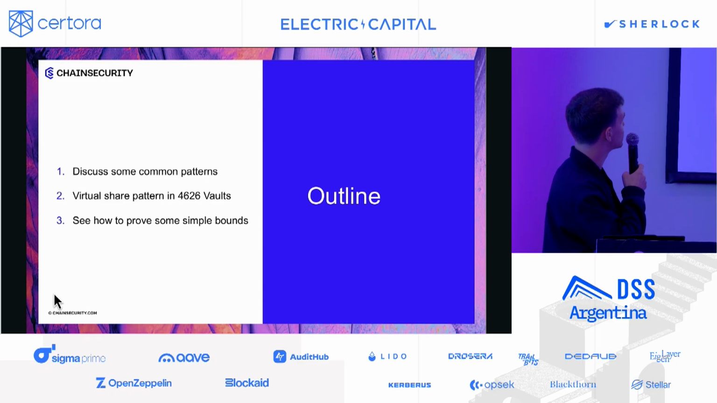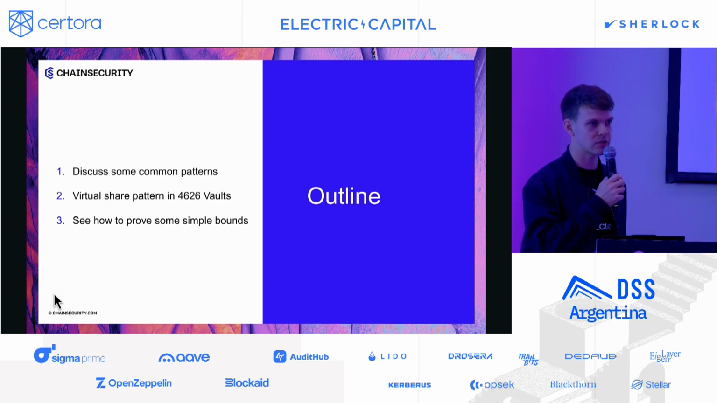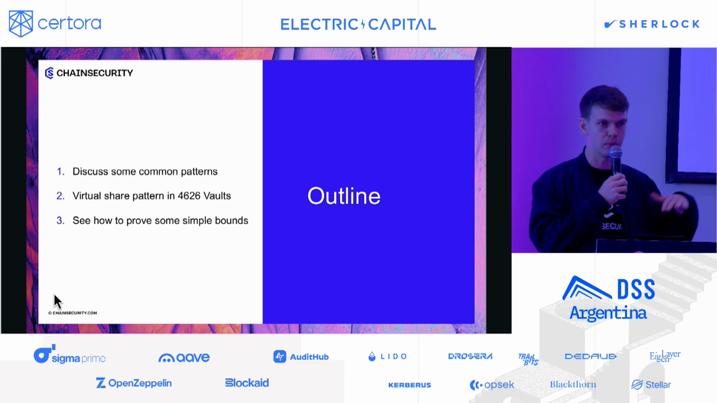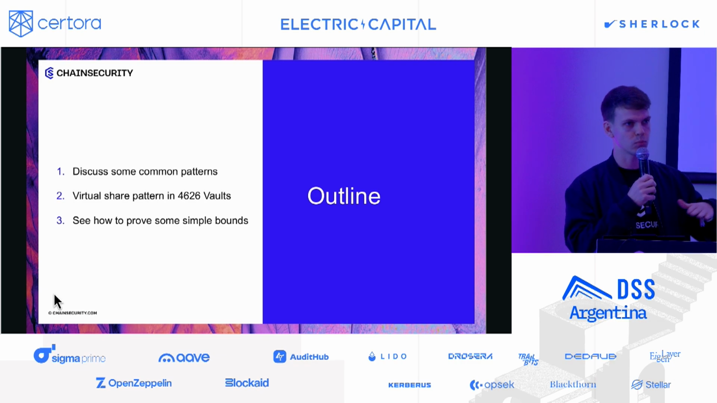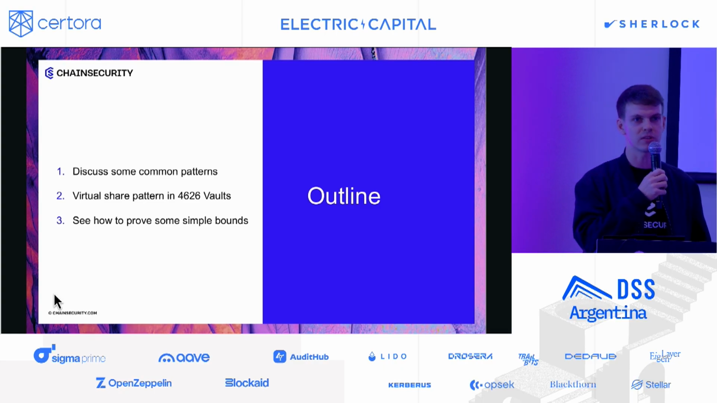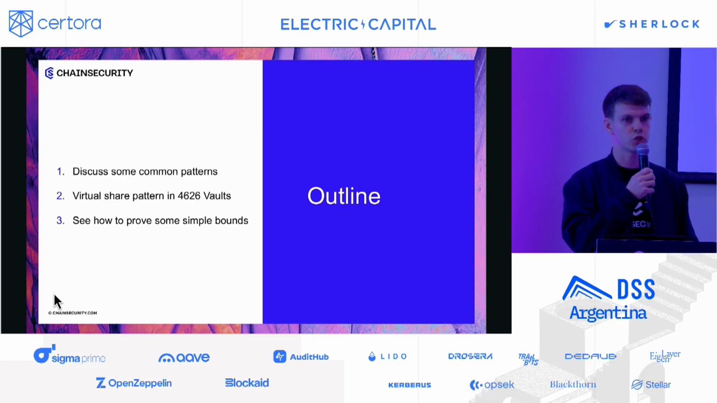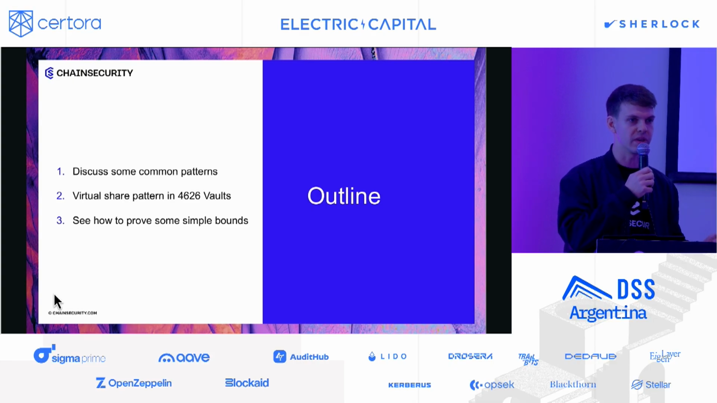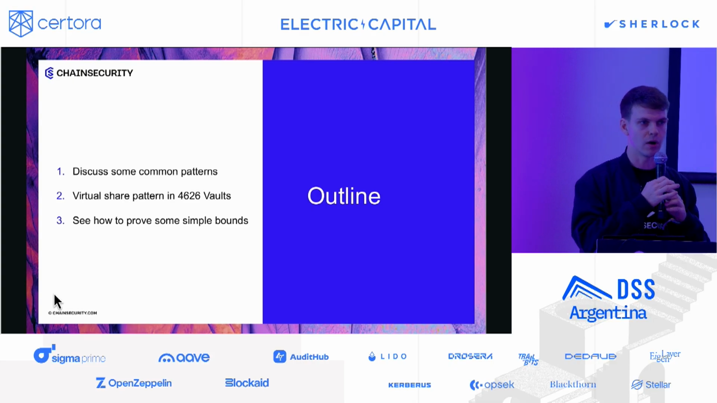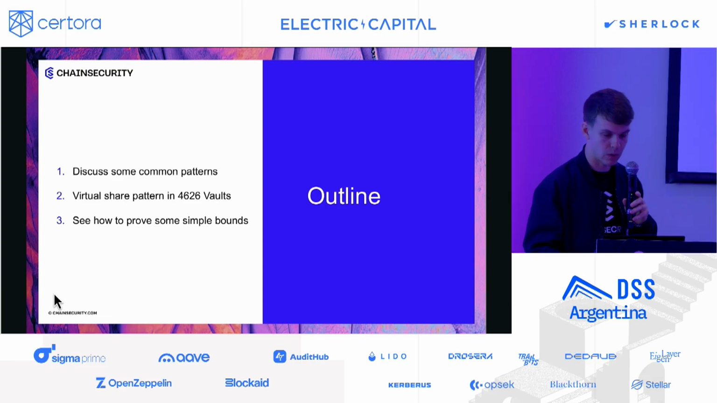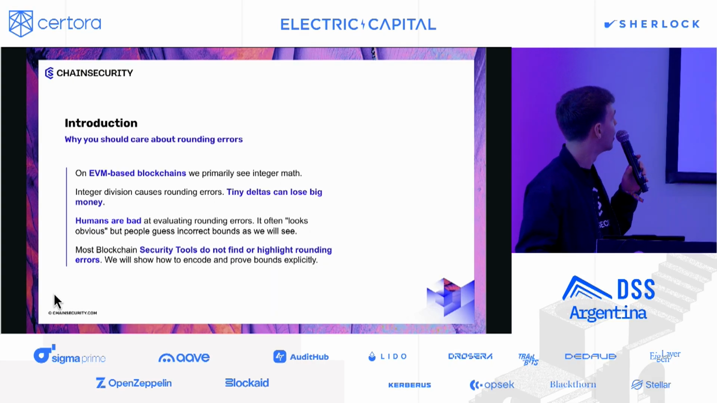But anyway, today we're going to discuss rounding errors. First, we're going to discuss some common patterns, like what's happening, what's going to be the limit, where is it going. Then we're going to discuss the vault share pattern that we can see in 4626 vaults, and then I'm going to show how to prove that we cannot be further off than expected. And to do this, we're going to use Z3, which we're also going to see what this is.